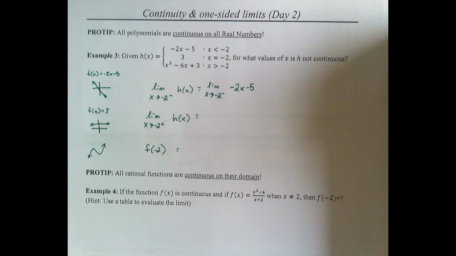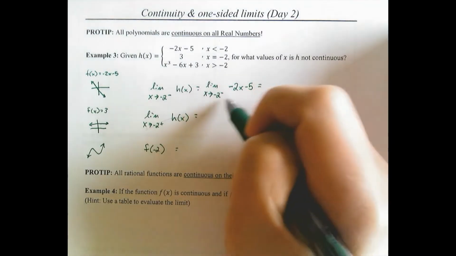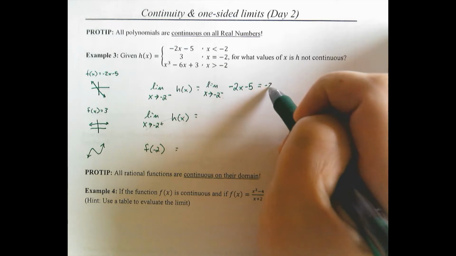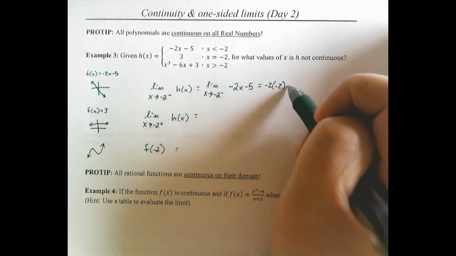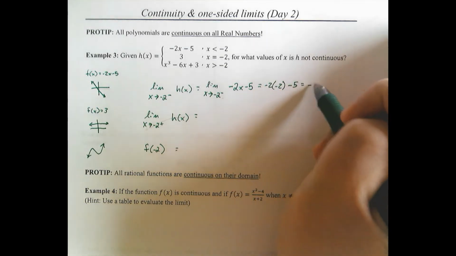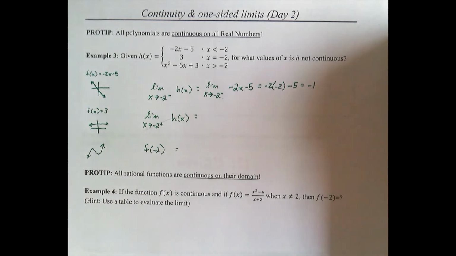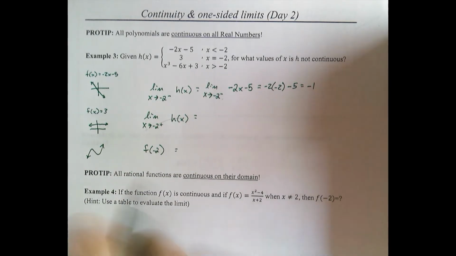We do direct substitution, and if we get an answer that is not a divide by 0 error, then we're good to go. So if I stick negative 2 into this equation, I'm going to get 4 minus 5 equals negative 1. So on the left-hand side, we're approaching a value of negative 1.